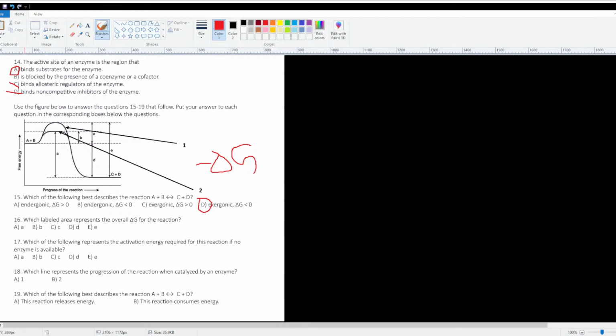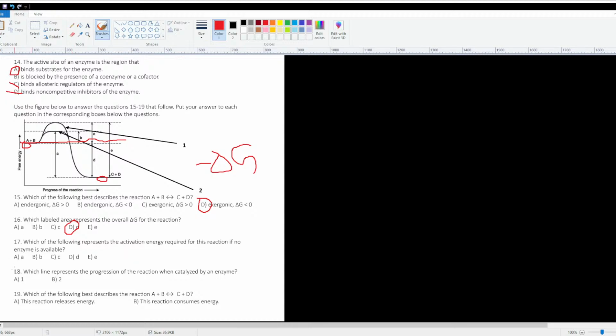So look at where we started, right? We started here and we ended here. So what is the line that best represents that? That would be D, right? Because we're looking at the net energy. So the delta G would be the net free energy that was either released or absorbed, right?